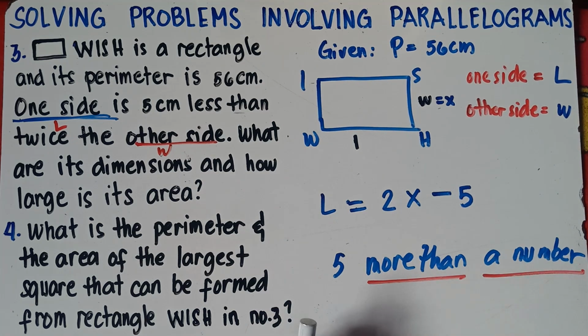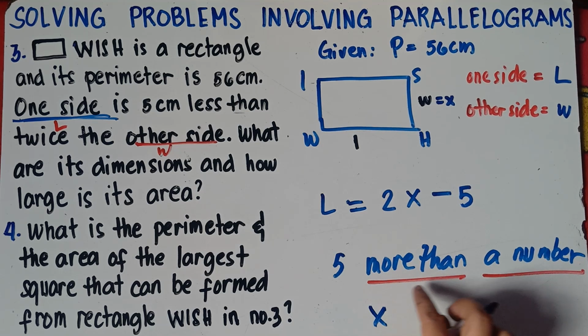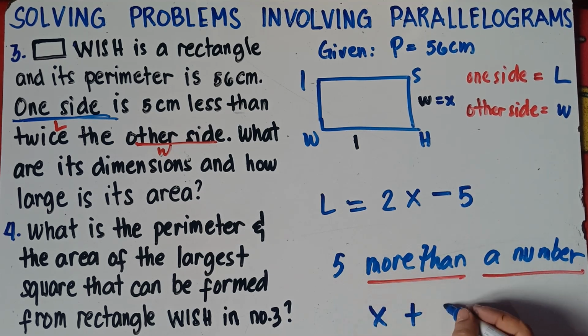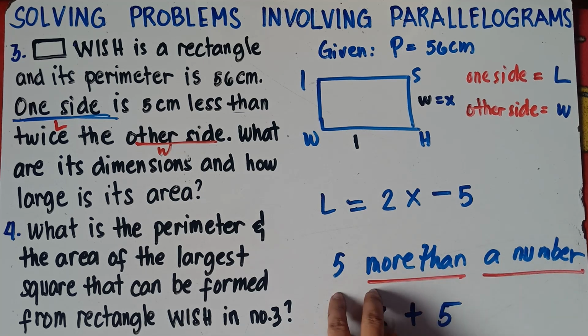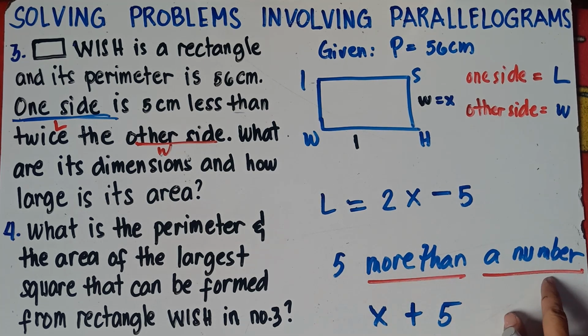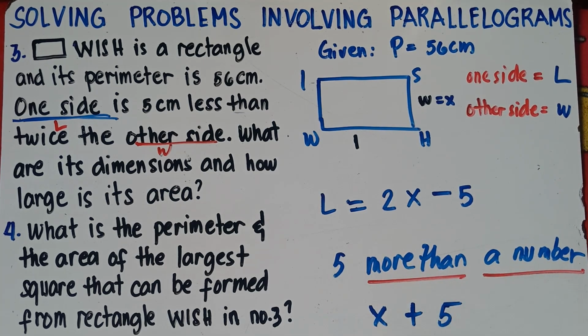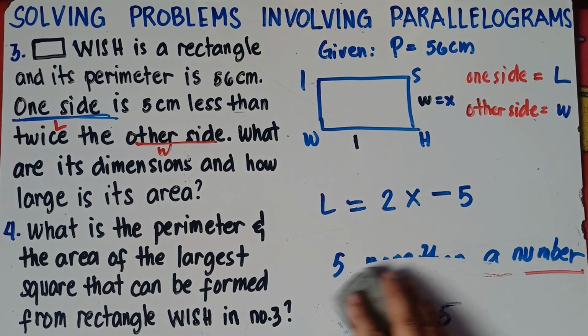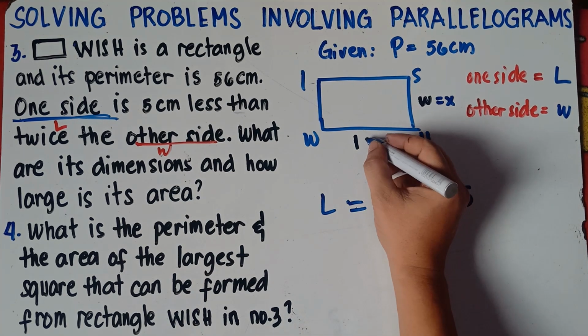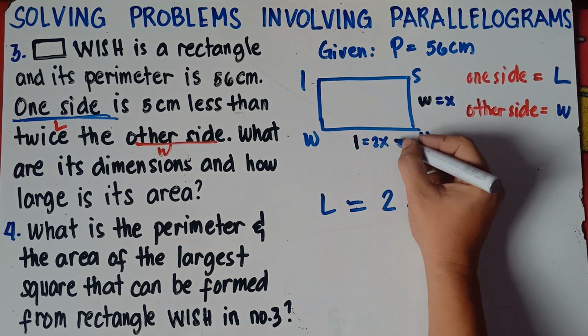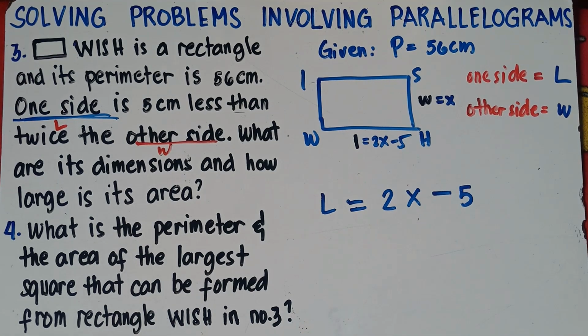Of course, this a number means x. X more than means plus, then 5. So you do it in reverse, class. The last part comes first before the first part. So if you have 5 more than a number, it should be a number, then more than, plus, then 5. Not 5 more than a number, so it should be reversed, class. So our width will be x, and our length will be 2x minus 5.